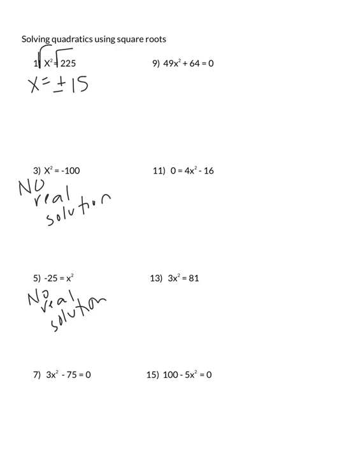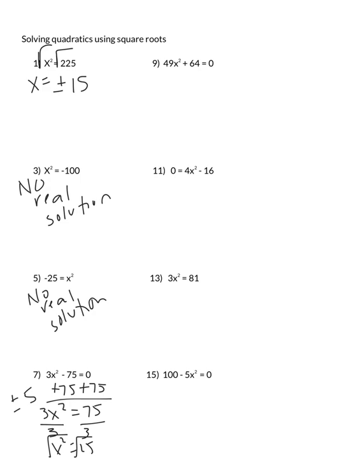3x squared minus 75 equals 100. So let's go ahead and add 75 to both sides. 3x squared equals 75. And we are going to divide both sides by 3, and we will get x squared equals 25. Take the square root of both sides. You have x equals plus or minus 5.